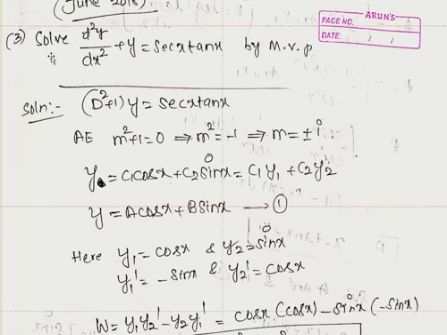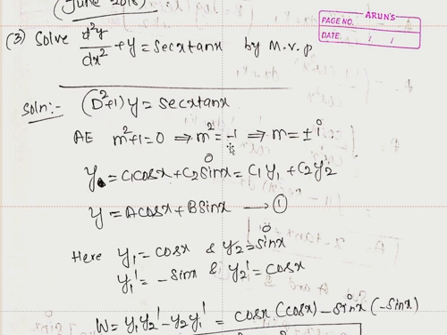Third problem: solve d square y by dx square plus y equal to secant x into tan x by the method of variation of parameter. Solution: here d square y by dx square can be written as capital D square. Here y is the common term, take it outside. D square plus 1 into y is equal to secant x into tan x. The auxiliary equation is m square plus 1 equal to 0.